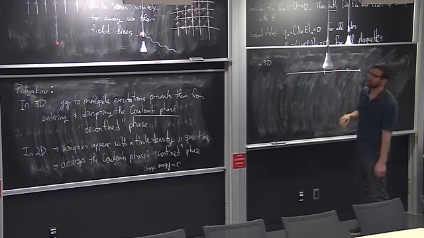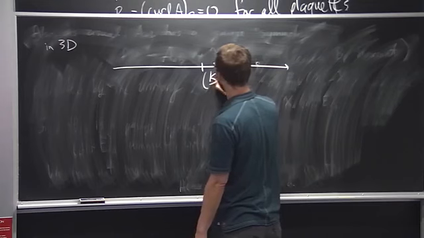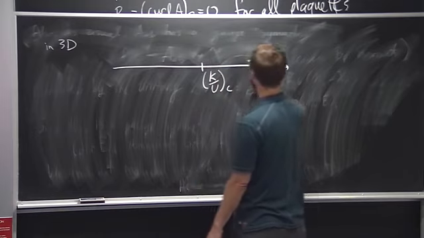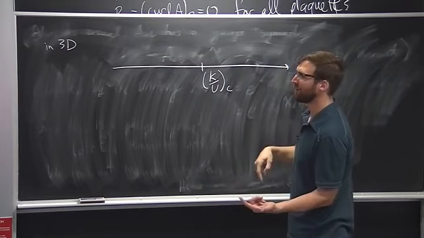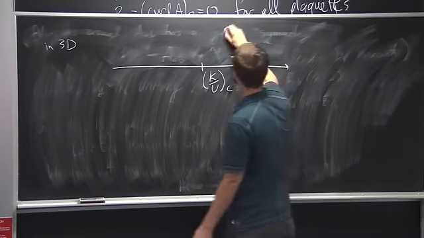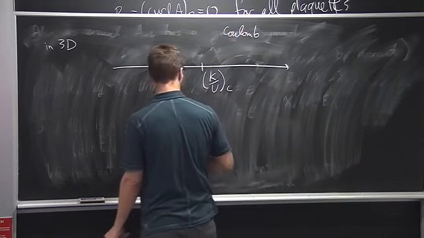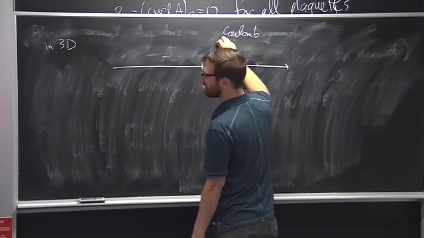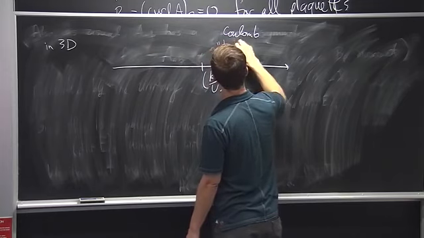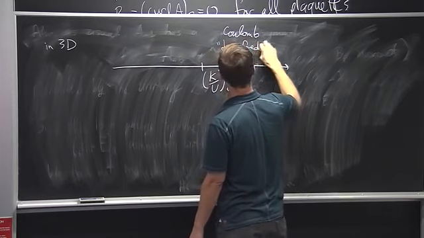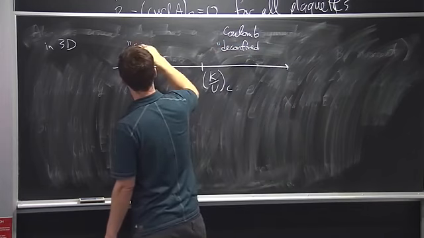What am I going to call it? K over U, maybe? K over U critical. So when K is large, that's the Coulomb phase, or the deconfined phase. This is the confined phase.